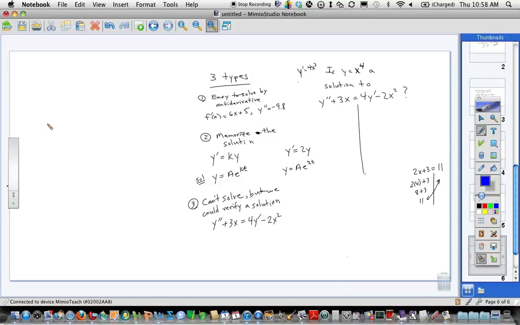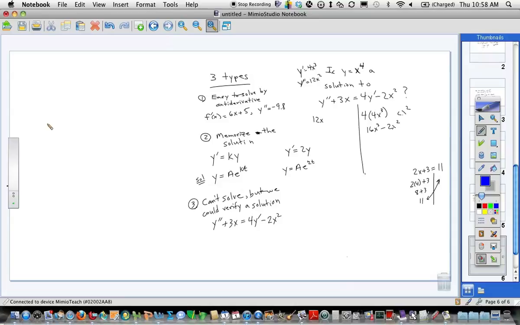4x to the third. And what's y double prime? 12x squared. So if that's my y, my solution, then y prime would be that, and y double prime would be the other one. So now I'll plug those in. I'll put 12x squared there, and for the y prime, I'll put 4x cubed. I get 16x cubed minus 2x squared.